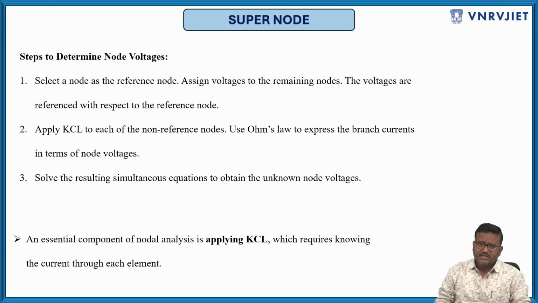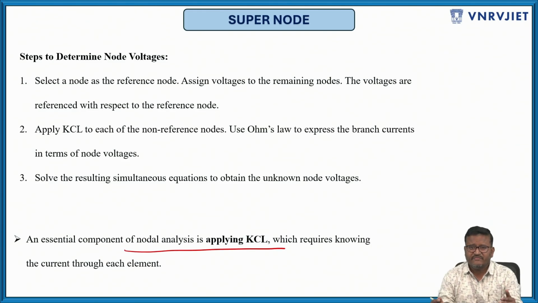The steps involved in nodal analysis. As everyone knows, an essential component of nodal analysis is applying KCL at each node. So first, for the given circuit, we should identify the nodes. Out of all the nodes, label one node as the reference node. With respect to this node, we should calculate the voltages of all the non-reference nodes.